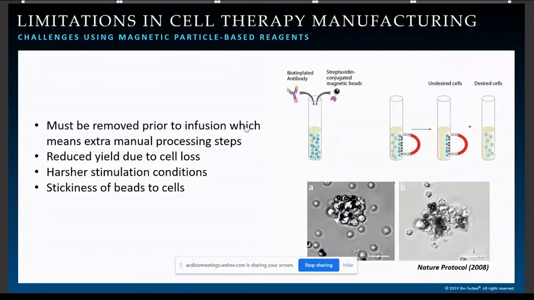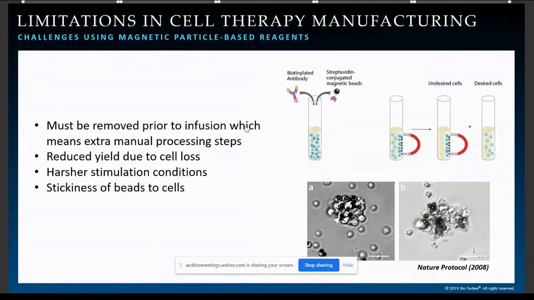So part of addressing some of the hurdles within the space within cell activation was going to look at the methods that are used currently. Right now, the majority are using magnetic-based protocols. While these work to expand cells efficiently, there's some difficulties in removing the beads, making sure that all of the beads are taken out.